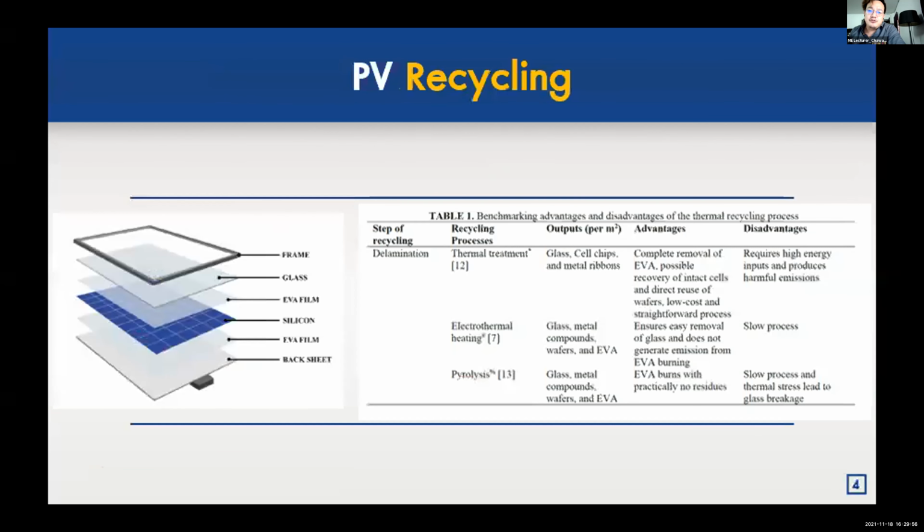Because of these amounts, EGAT already knows that solar panels have a lifetime of about 25 or 30 years. So what happens after that? This is the first stage. We try to form a sustainable platform to recycle all of these solar panels. So we did literature reviews about PV recycling. There are a lot of techniques to do this recycling. We have thermal treatment, electrothermal heating, and also pyrolysis. We also have chemical techniques, chemical treatment, to do PV recycling as well.